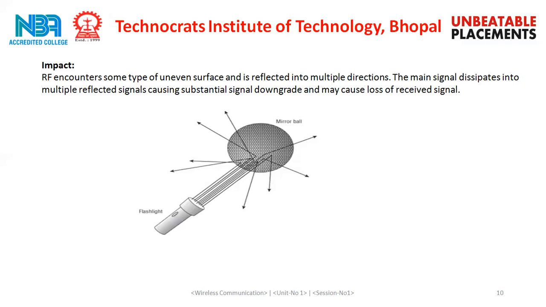So what we are able to say is that the radio frequency encounters some type of uneven surface and is reflected into multiple directions. The main signal dissipates into multiple reflected signals, causing substantial signal downgrade and may cause loss of the received signal. So in every type of propagation mechanism, whether it is reflection, refraction, diffraction, or scattering, when the number of all these factors increases, they automatically cause loss of the received signal, and our signal quality degrades. This is the reason that when we consider the ideal case for wireless communication, we consider only line of sight propagation, in which there is no obstacle between the transmitter and the receiving antenna.